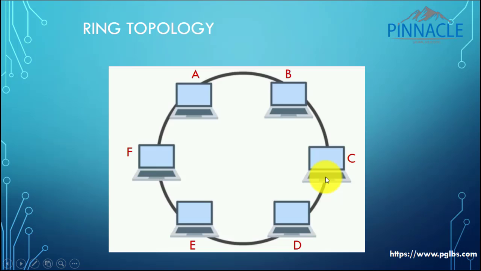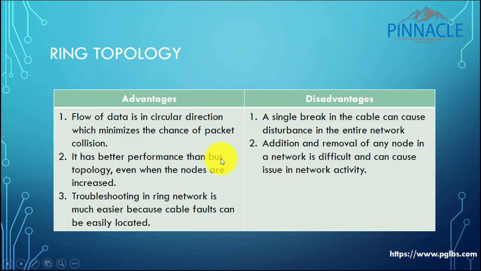Suppose you want to add a new system here, for example, I want to add a system called D1 between E and D. Then I have to disconnect the cable between D and E, add a system, and then reconnect. So in that case, the network could be down for some time. So these are some of the advantages and disadvantages of your ring topology.